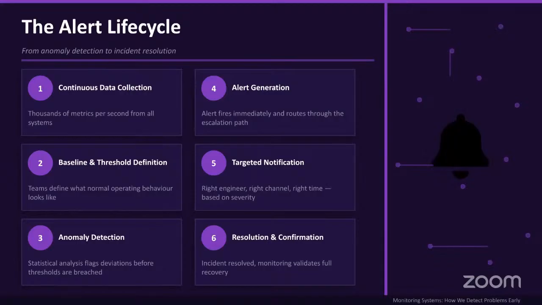An alert is triggered and sent to the right person. It might be the admin or whoever is in charge of the application or system. The person investigates and fixes the issue. Then the system confirms everything is back to normal. And all this can happen in seconds.